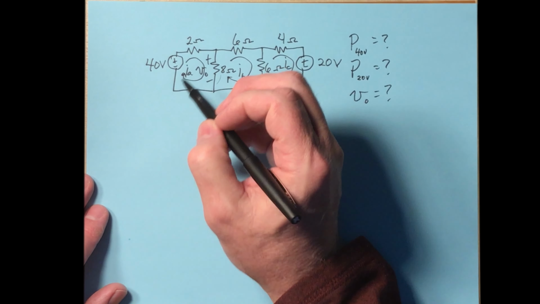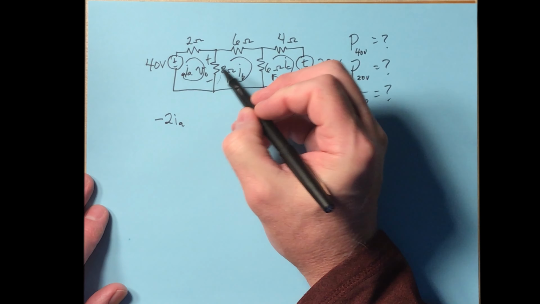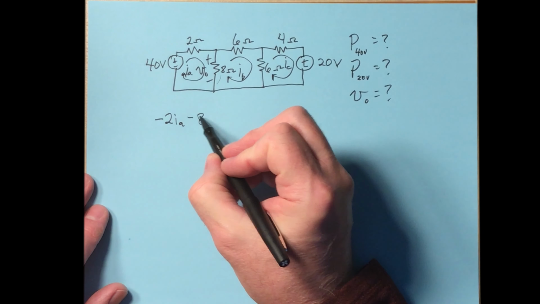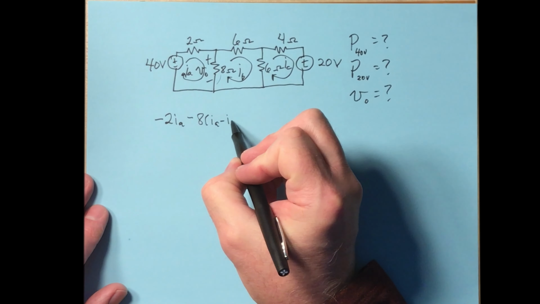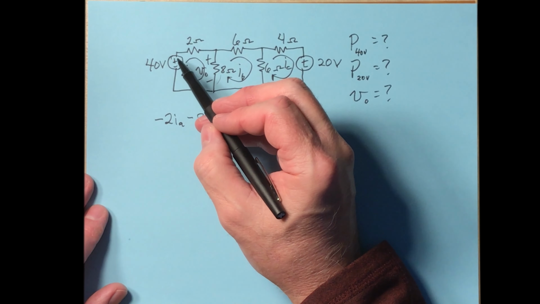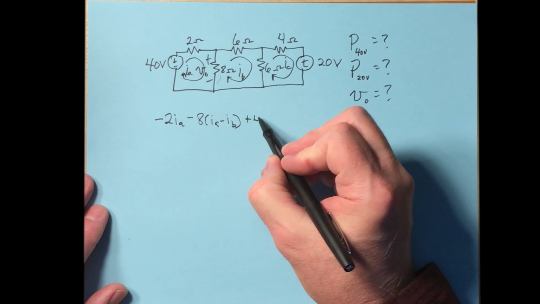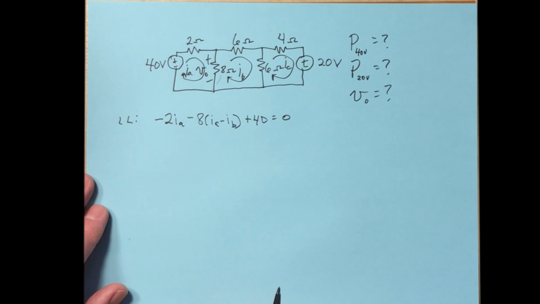So as I go through the 2 ohm, minus 2 I sub A. Now through the 8 ohm, minus 8. And here the current is I sub A minus I sub B. And then we go up here and we're going to have a rise when we go through the 40 volt. So that's plus 40 equals 0. So there's the left loop equation.